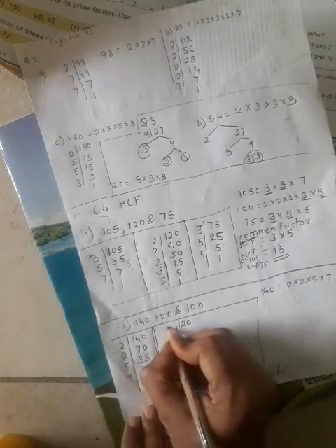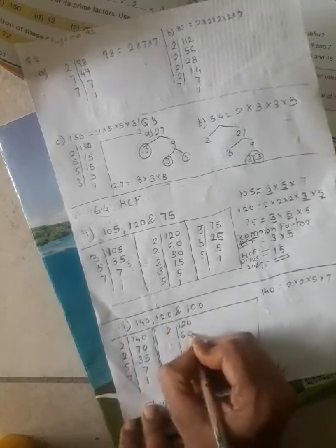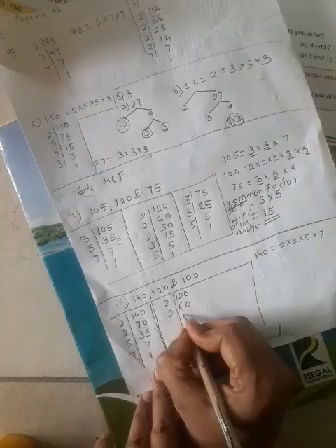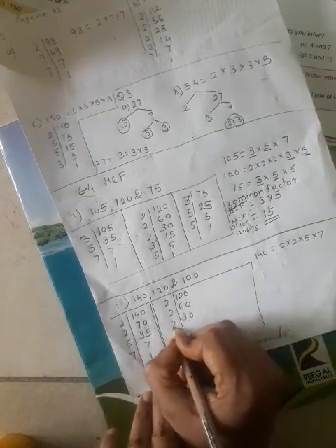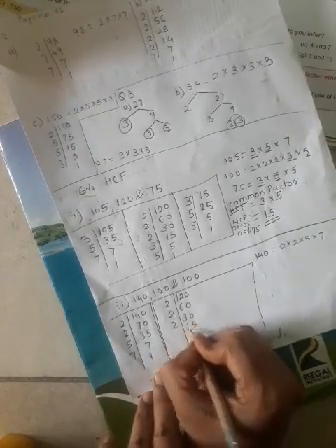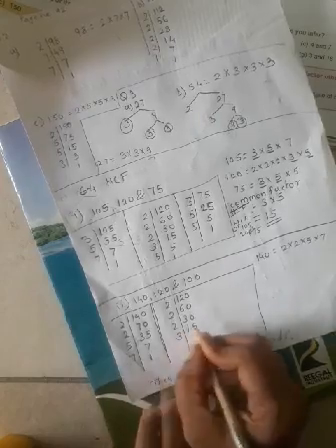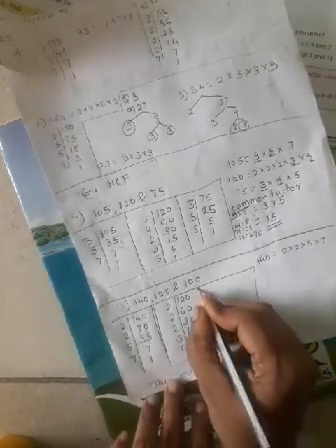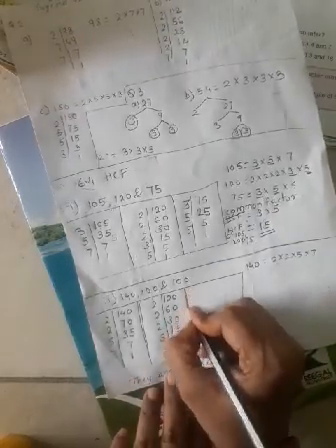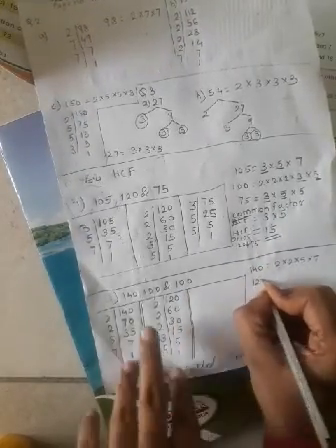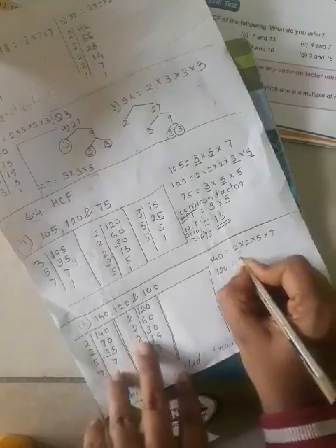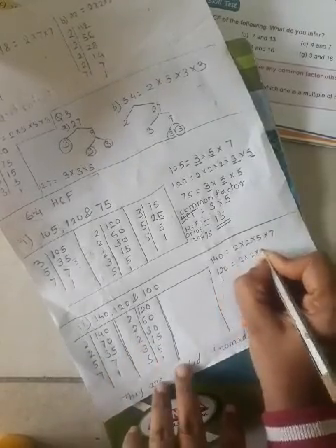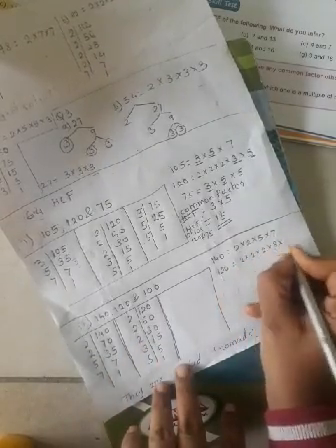Next one, 120. 2 sixes are 12. Next one, 2 threes are 6, 2 ones are 2, 2 fives are 10. Now 3 fives are 15. Now 5 ones are 5. What are the factors of 120? 2 multiplied by 2 multiplied by 2 multiplied by 3 multiplied by 5.